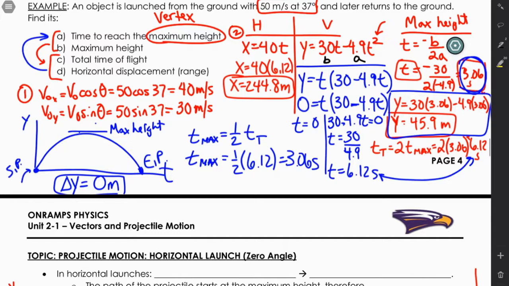But that is it. If there is a vertical displacement, all bets are off. You have to go through the full steps, and more than likely, you're going to have to use the quadratic equation to find the flight time, or the total time. Now, from here on out, we're going to look at other launch at an angle problems. We're going to do ground to height, height to ground, and then negative launch angle.